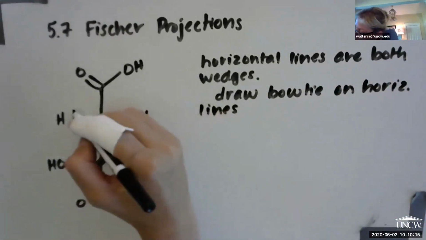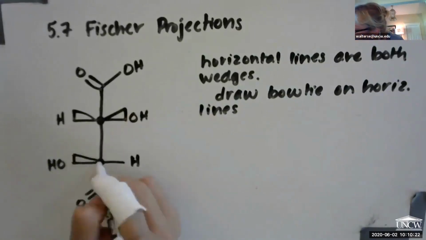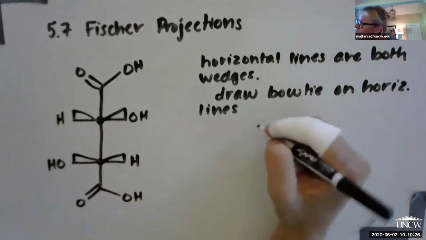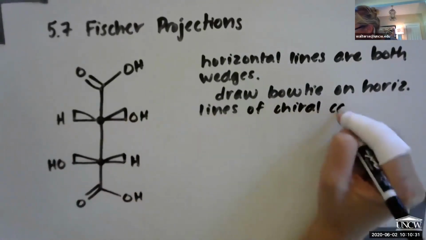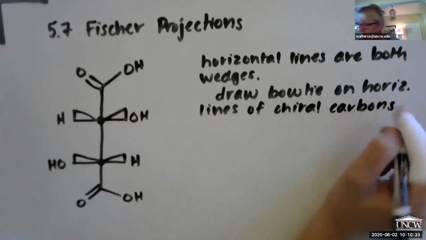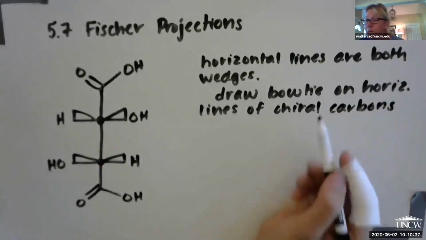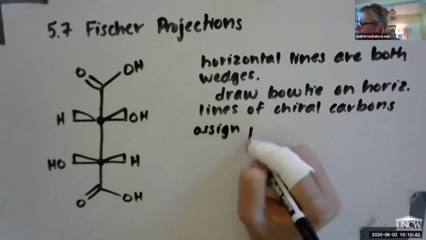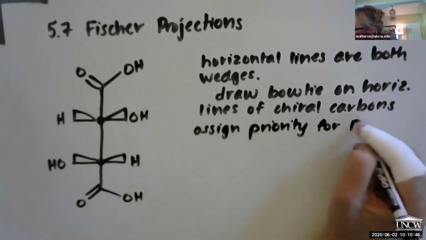Okay, so you come in like this and like that. Okay, and you do the same thing down here. And so you draw your bow tie on horizontal lines of chiral carbons. Then what you're going to do is assign priority for R and S.